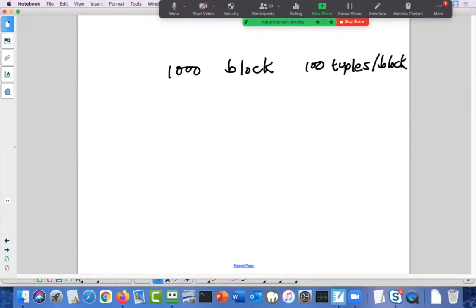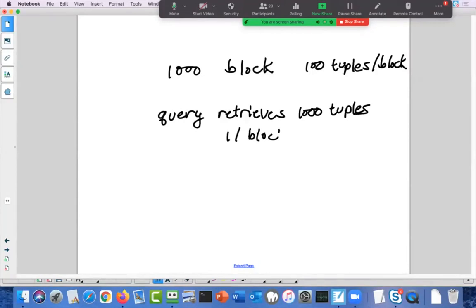Okay, and let's say that the query will do 2 things. Query retrieves 1,000 tuples. Okay, so that's roughly 1 per block. And now we're going to have it retrieve roughly 5 tuples. Okay?